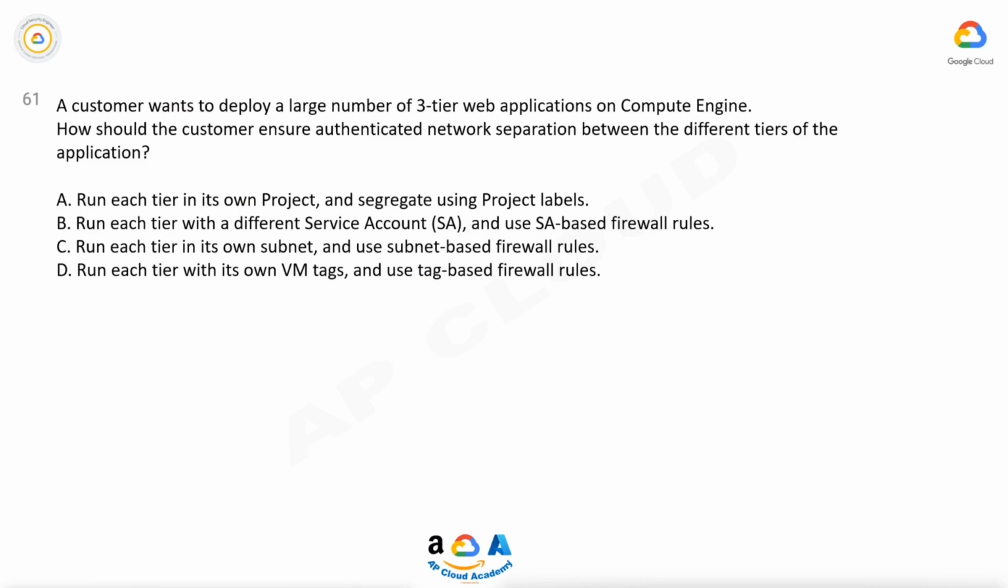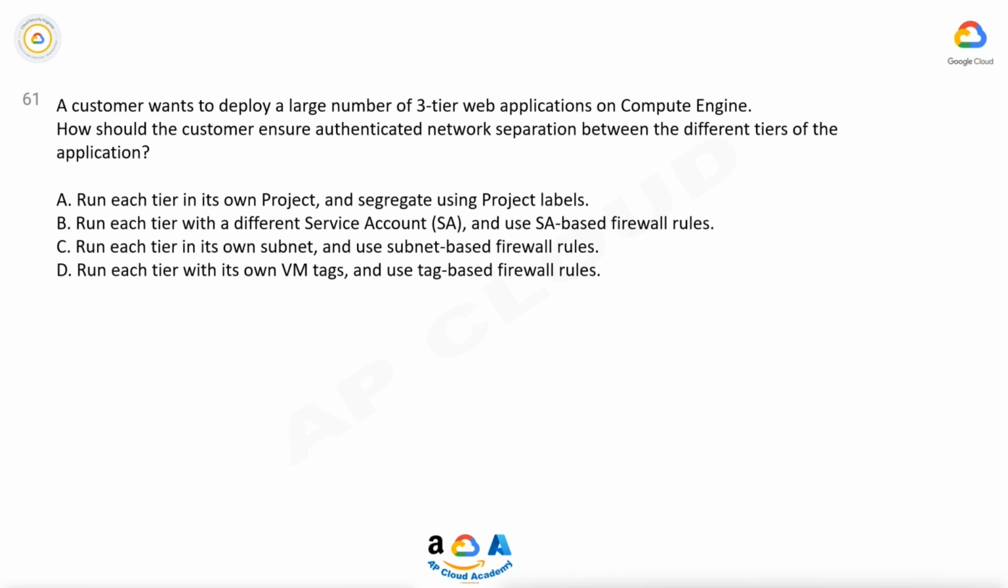61. A customer wants to deploy a large number of three-tier web applications on Compute Engine. How should the customer ensure authenticated network separation between the different tiers of the application? A. Run each tier in its own project and segregate using project labels. B. Run each tier with a different service account, SA, and use SA-based firewall rules.